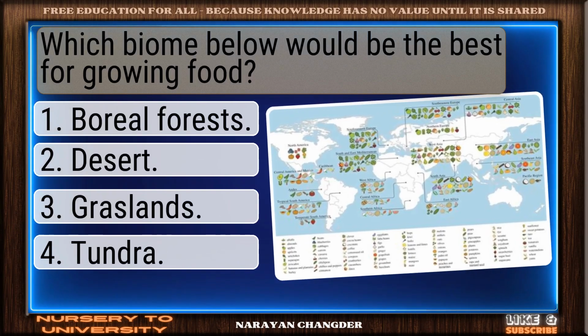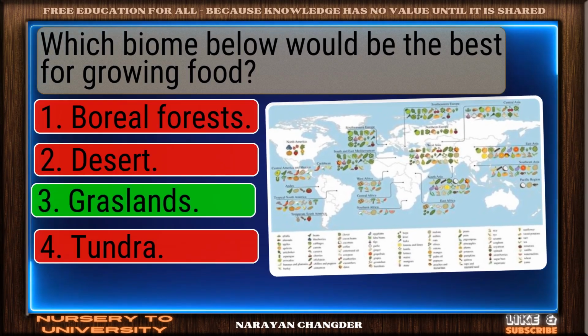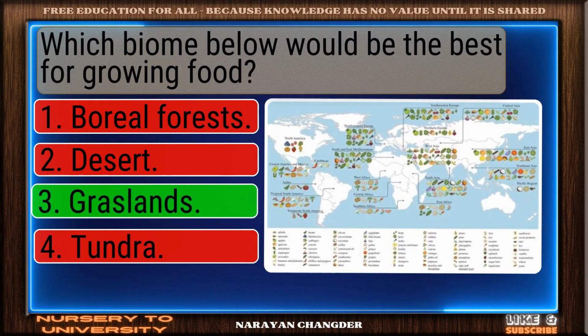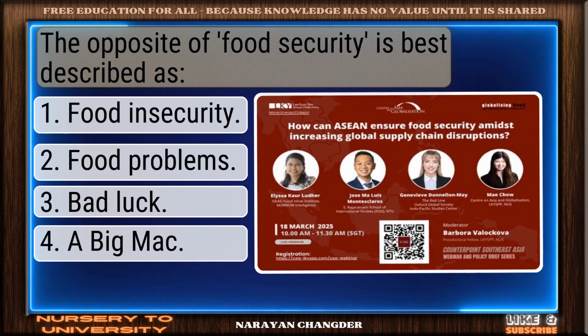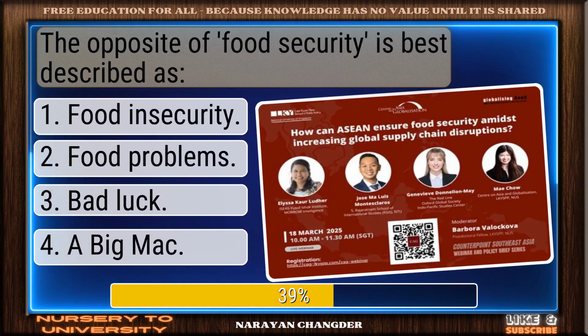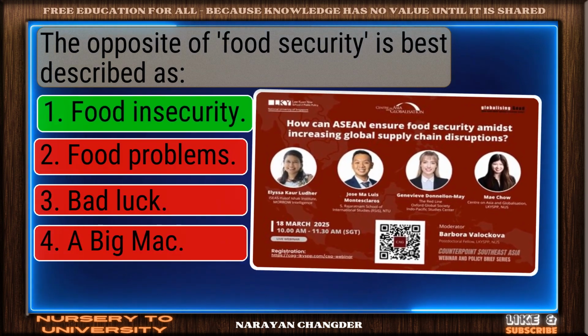Which biome below would be the best for growing food? Great job. Grasslands is the accurate answer. The opposite of food security is best described as. Bravo, food insecurity is the answer.